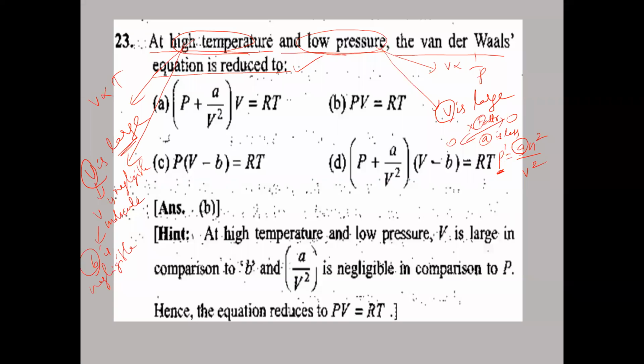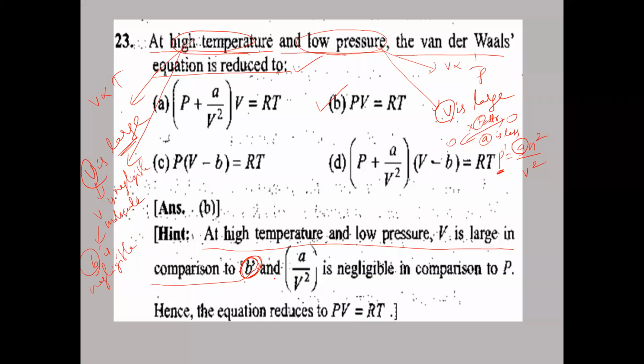Why is a less here? The attractive force is less because of large volume. So the volume correction and pressure correction both will be neglected, and that's why the real gas equation will be reduced to the ideal gas equation. The hint given is that at high temperature and low pressure, volume is large in comparison to the volume of gas molecules.